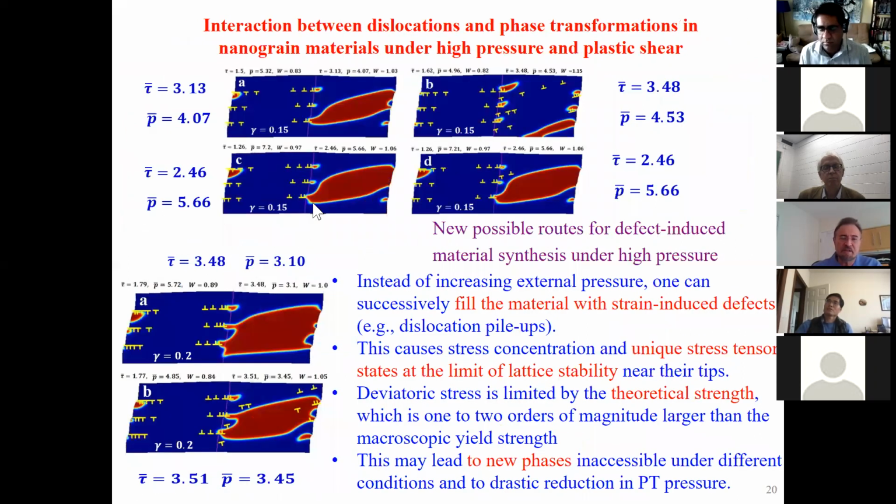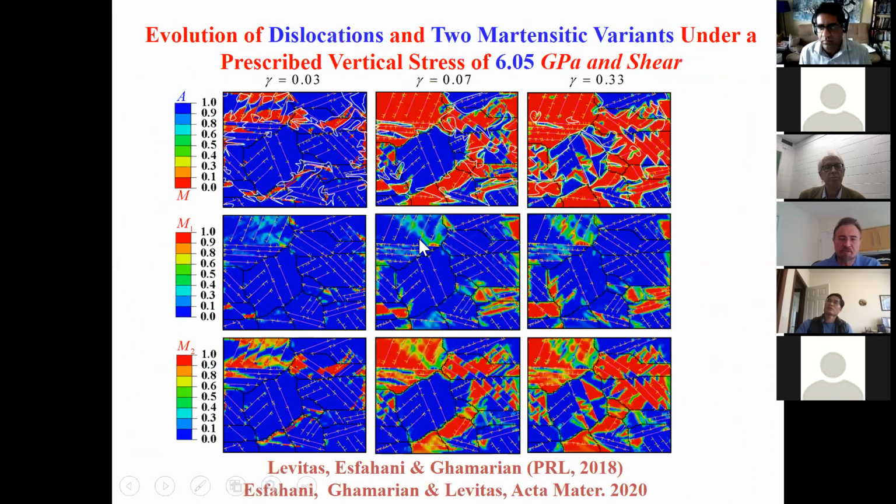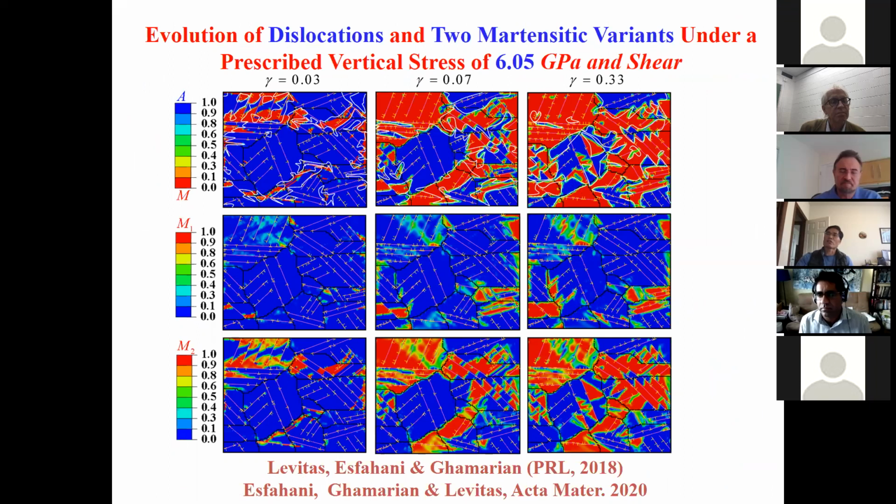And here... So when you apply this to a real material process, how do you really consider what kind of dislocation pile-up will form? Because using crystal plasticity, we don't really have the dislocation configuration there, right?